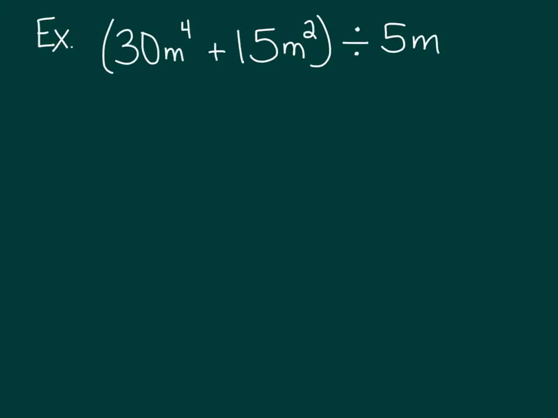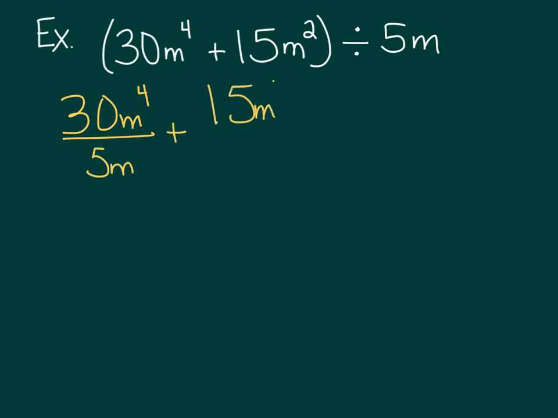So again, this is another one like the first example. First things first, rewrite. So I have 30m to the fourth over 5m plus 15m squared over 5m. Just make sure you're writing down everything, and then you won't make those goofy little mistakes.